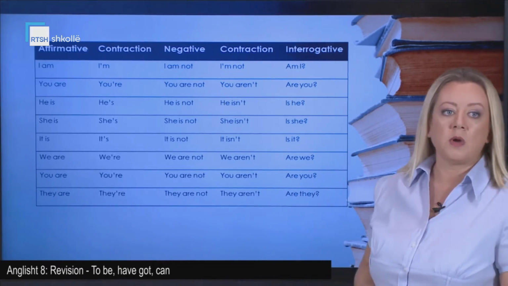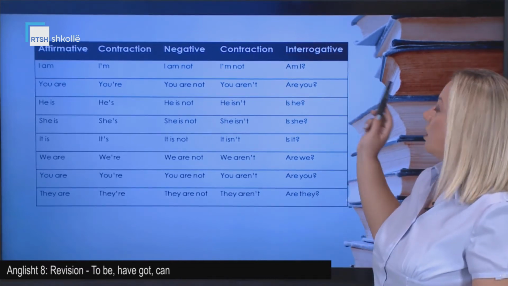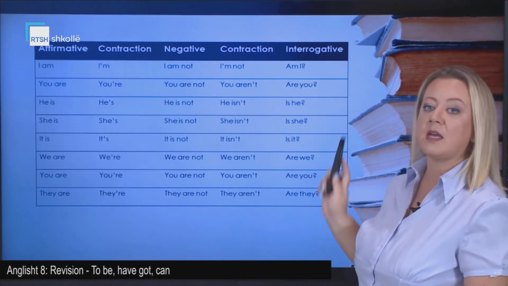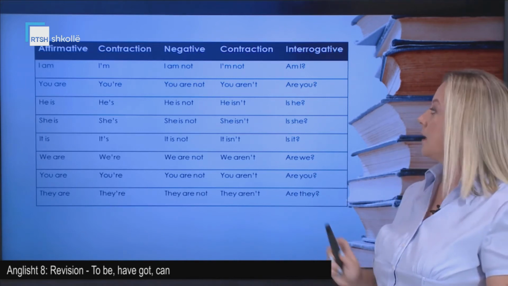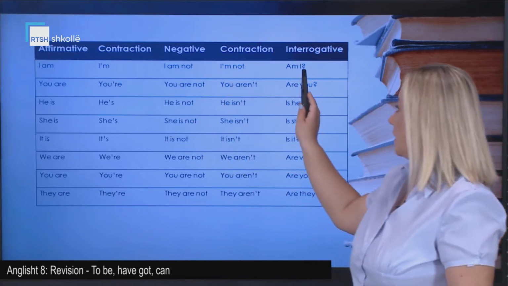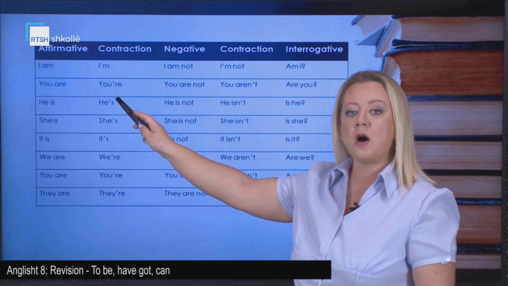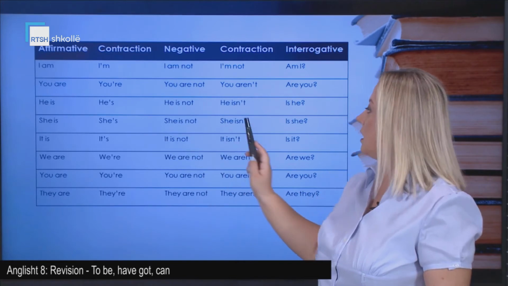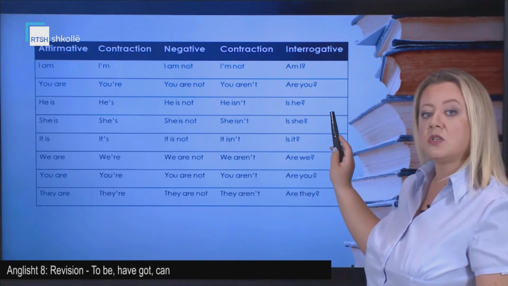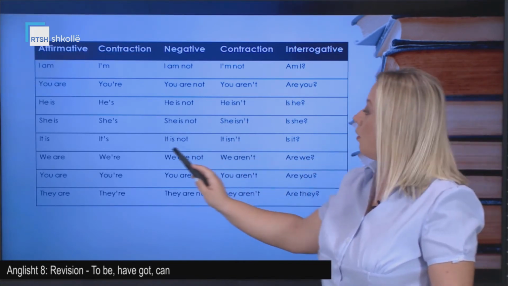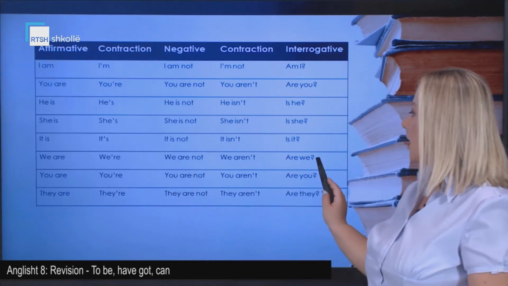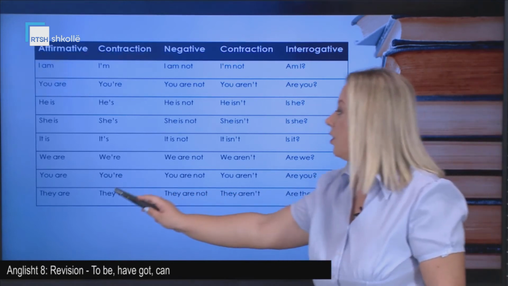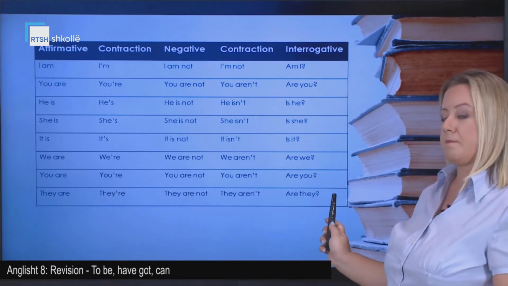To form the interrogative, we change the place of the verb and the personal pronoun that expresses the subject here. I am. Am I? You are. Are you? He, she, it is. Is he, she, it? We are. Are we? You are. Are you? And they are. Are they?